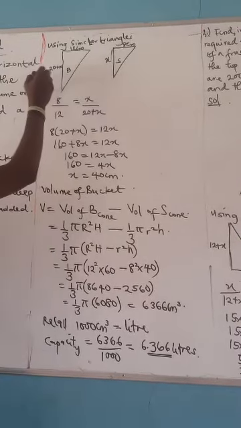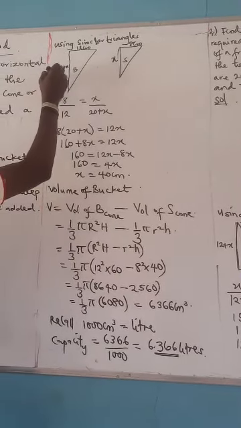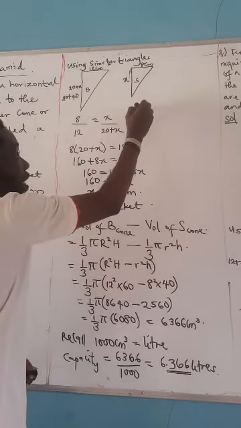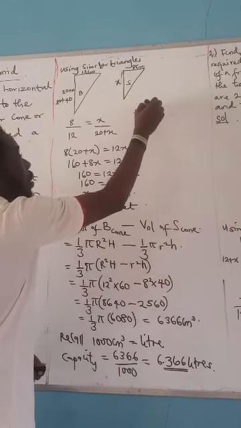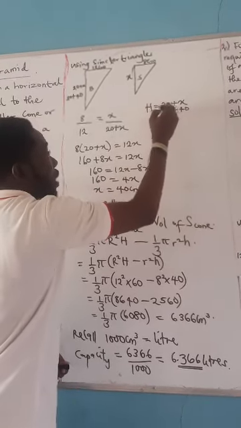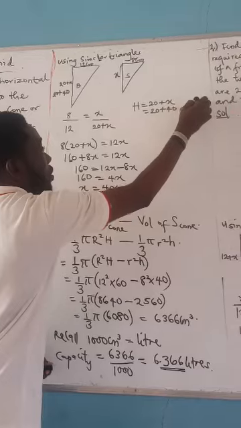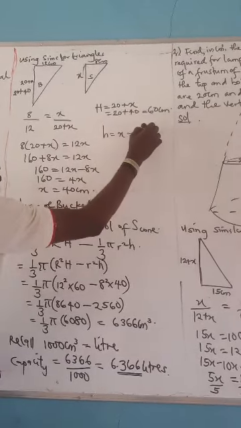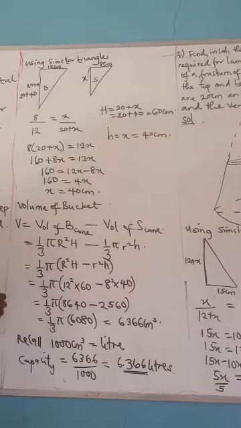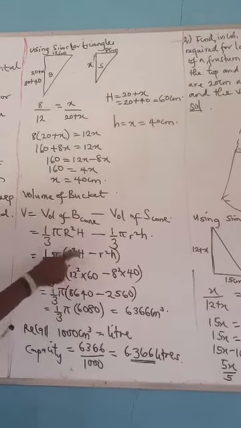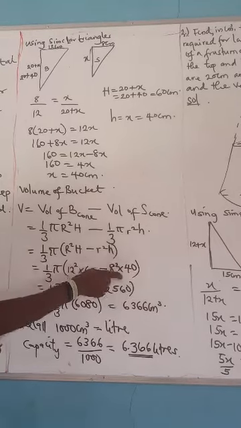So you have 20 plus 40 now, because our x is 40, so we got 60 here. So that means your H is equal to 20 plus x, which is equal to 20 plus 40. That gives us 60 centimeter. Then this one is x, which is equal to 40 centimeter. So that's how we got that. So 1 over 3 pi, then 12 square times 60, then minus 8 square times 40.